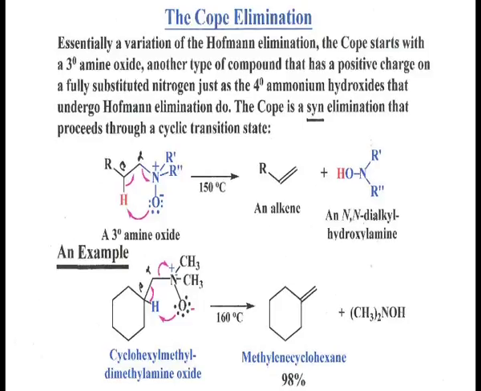Or if they leave from the opposite side, the two groups are anti to each other. If it is a cyclic compound, anti means opposite, and the opposite of anti is syn. Syn means the two groups are leaving from the same side. So, that is why the terminology syn is written over here. Another example is shown, cyclohexylmethyl dimethyl amine oxide. O minus will pick up the beta hydrogen in the same way, the carbon-hydrogen bond electron pair shifts over here, the carbon-nitrogen bond breaks, and you get almost exclusively, 98%, methylenecyclohexane.